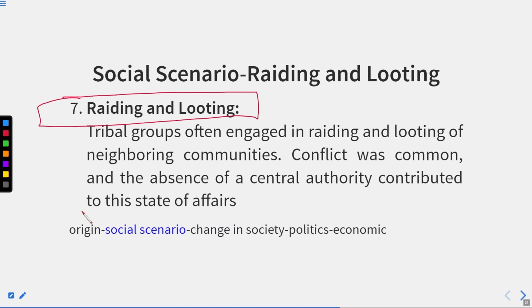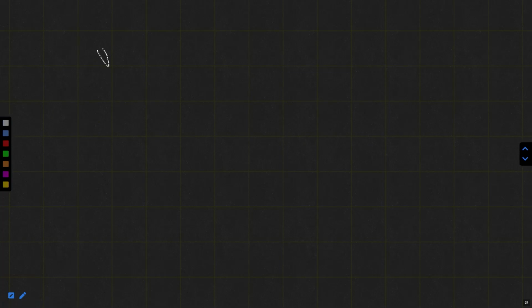Then comes the raiding and looting. Tribal groups often engage in raiding and looting of neighboring communities. Conflict was common and the absence of a central authority contributed to this state of affairs. Basically, what happened? Remember, there were various tribes and the resources were distributed inefficiently or due to mismanagement.